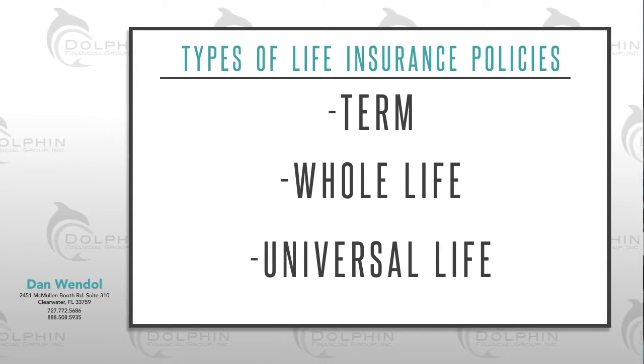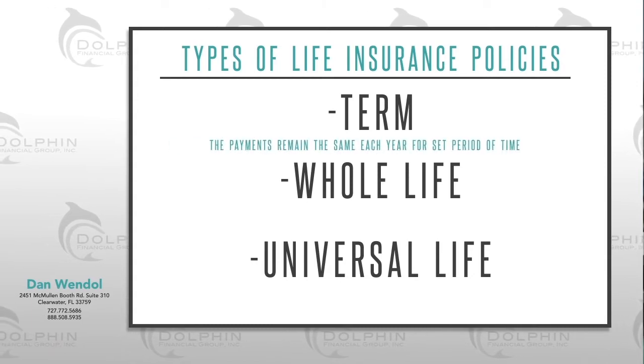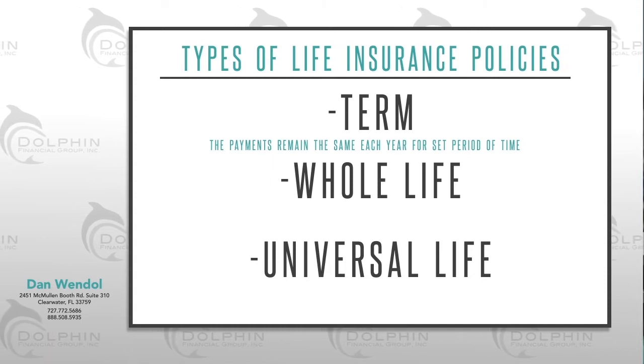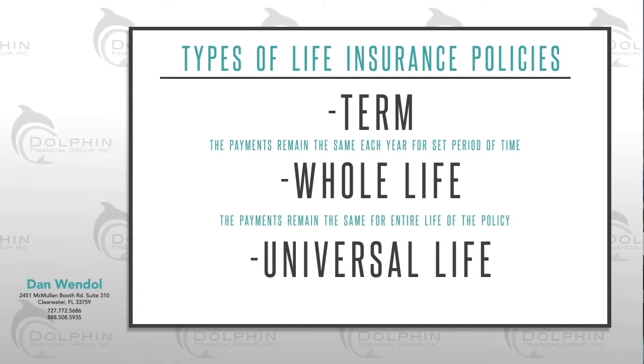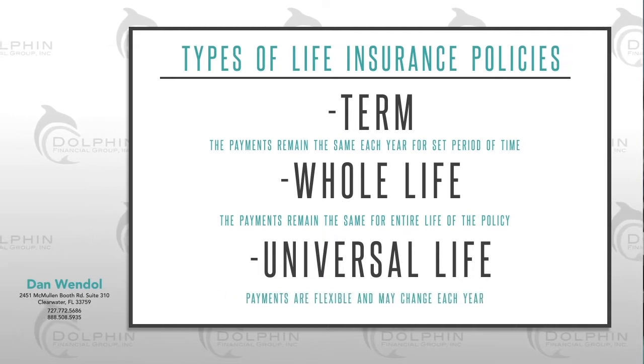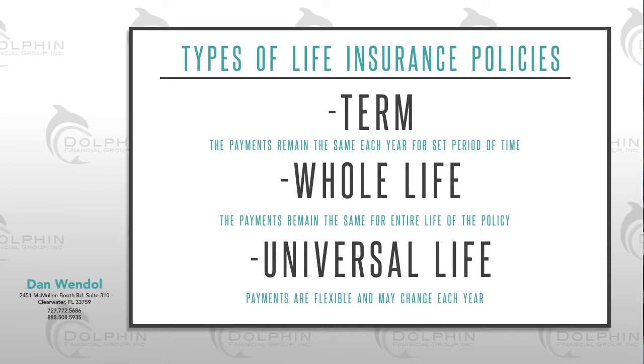Term life insurance, the payments are the same each year for a set period of time, usually 10, 20, or 30 years, and then it goes away. Whole life, payments are the same each year for the entire life of the policy. And finally, universal life, payments are flexible and can be adjusted each year.